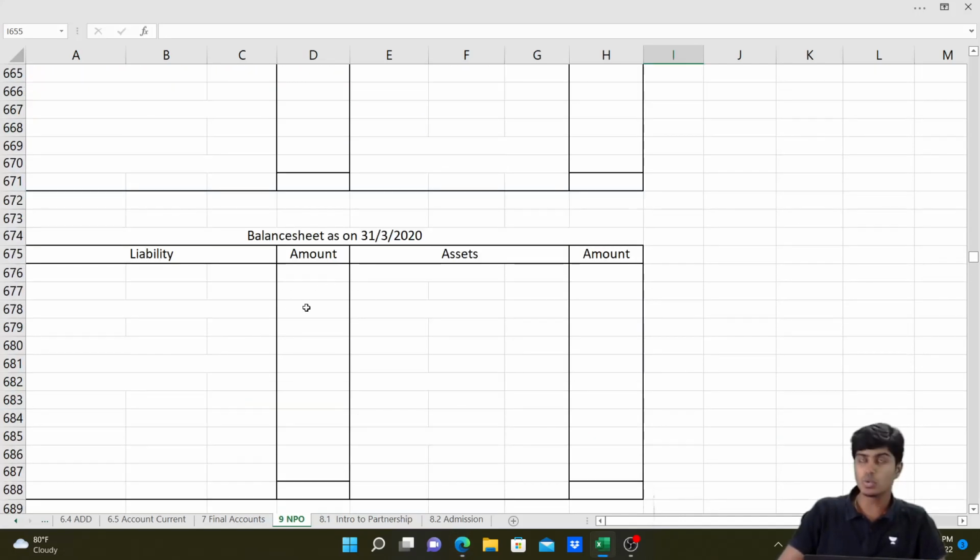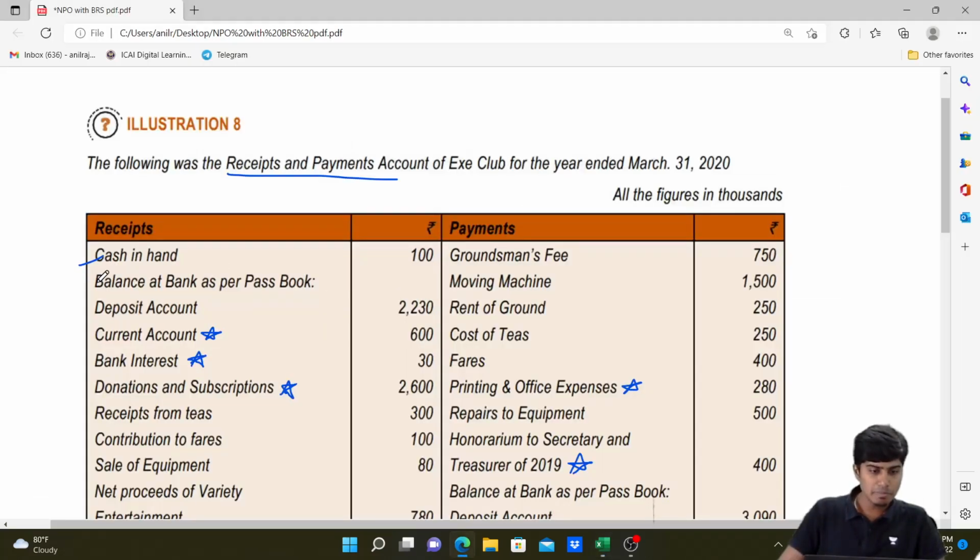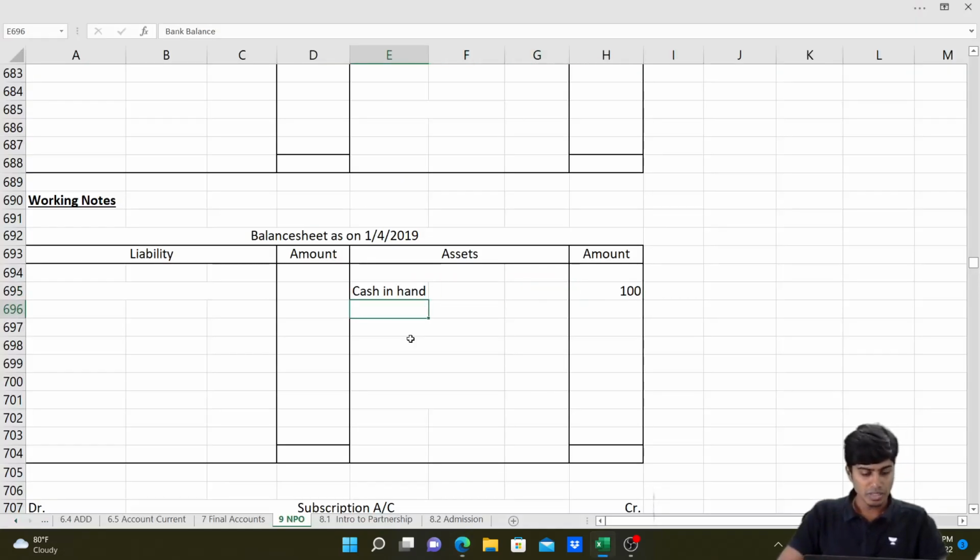So come to our, this is closing balance sheet. This is our opening balance sheet. In my opening balance sheet, I am going to write cash in hand. How much is this? This is of rupees 100. What do we have after that? Balance as per passbook. Let's write deposit account 2230. But current account has an adjustment. So this current account 600 I would write in inner column. Can either do a separate working mode, but the adjustment is with regard to only one item. So I'll write in inner column and then put bank balance.